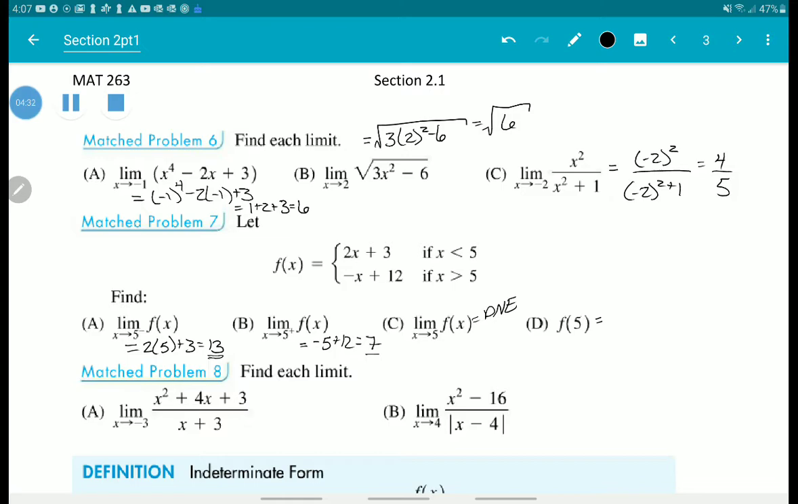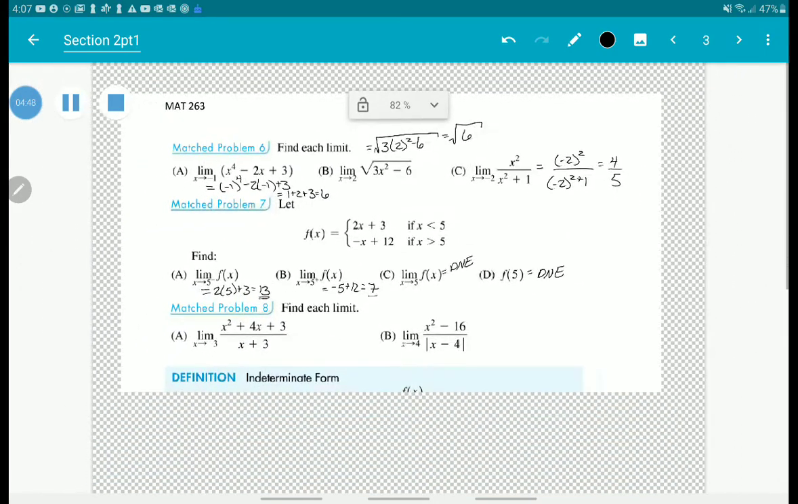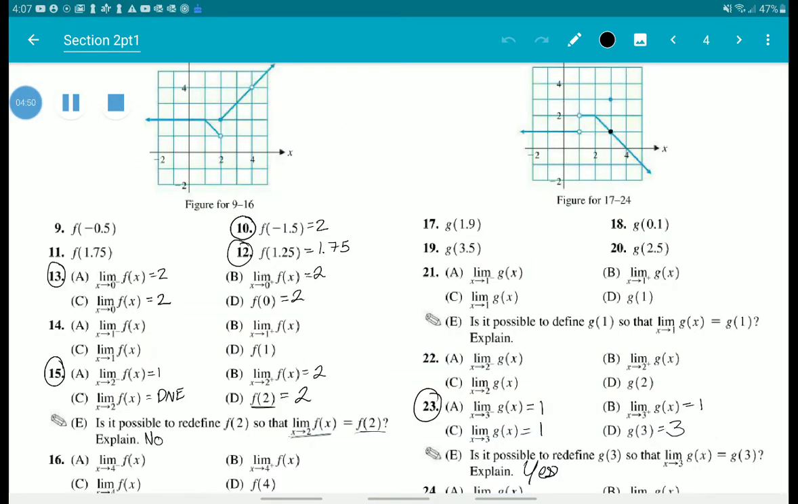Now, if we were to look at f of 5, notice this function is not defined at 5 because I'm either strictly less than or strictly greater than 5. So we would say this does not exist either. So I want to do just a couple more of those.